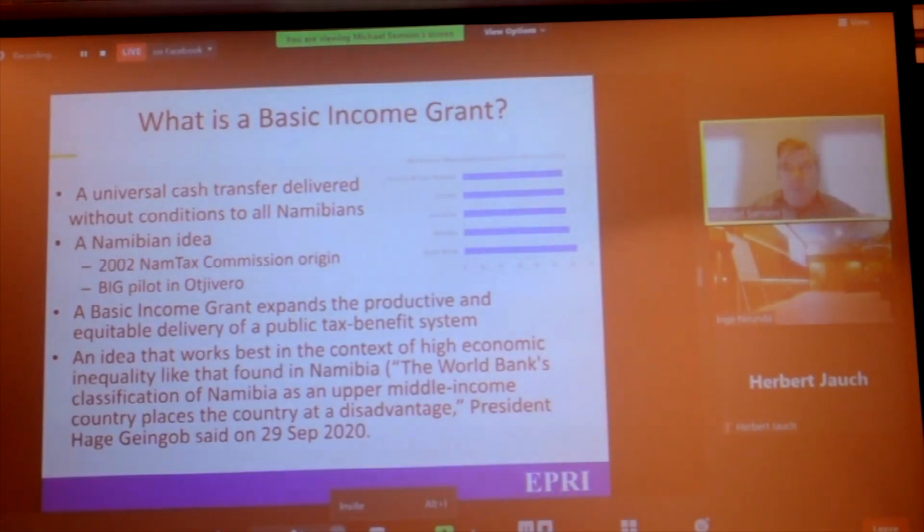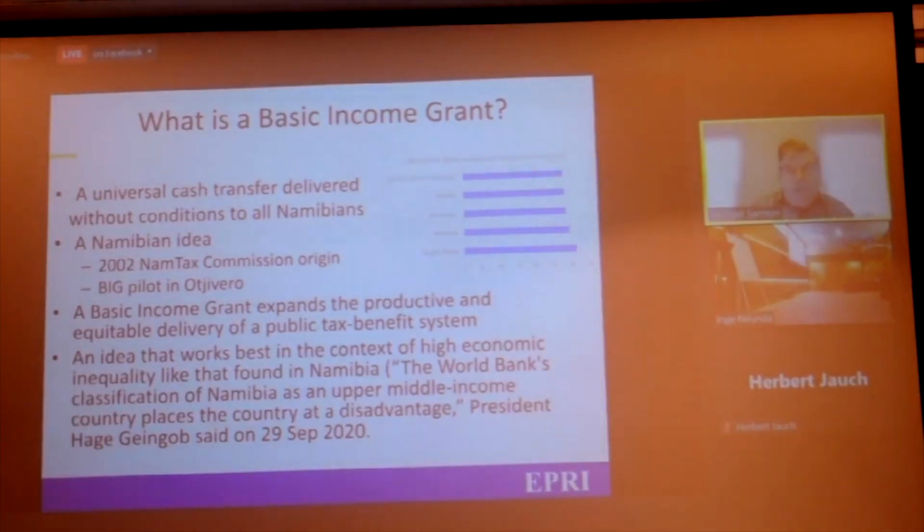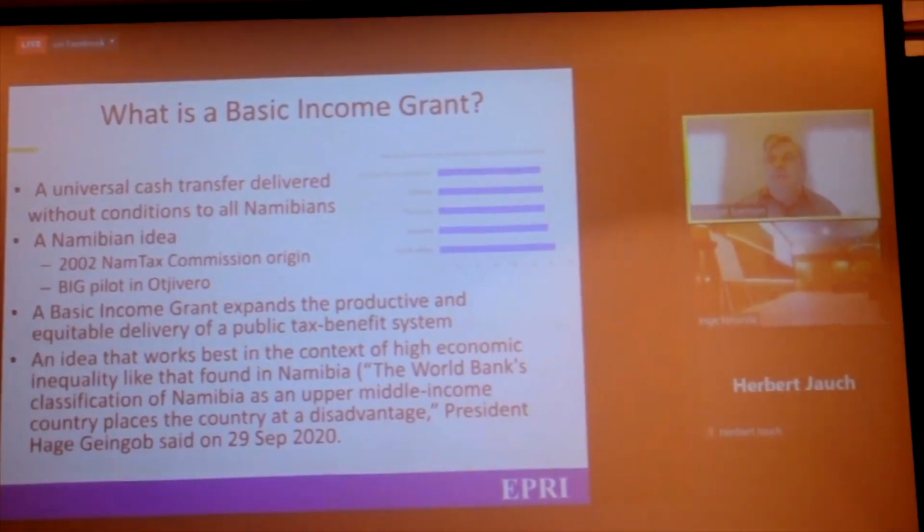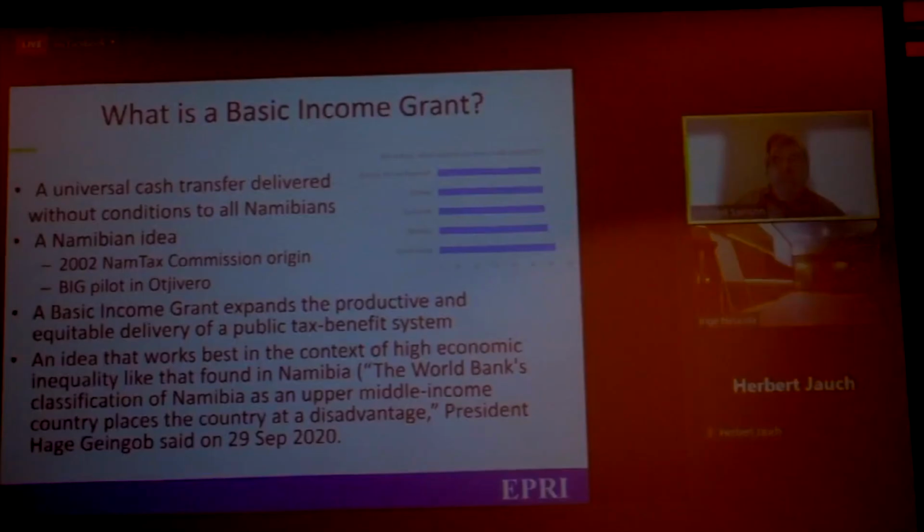It is a program that integrates with Namibia's tax system in order to tackle the problems of poverty and deprivation, and is effective in the context of high inequality, because a relatively small slice of tax revenue can make an enormous difference for the majority of the population.